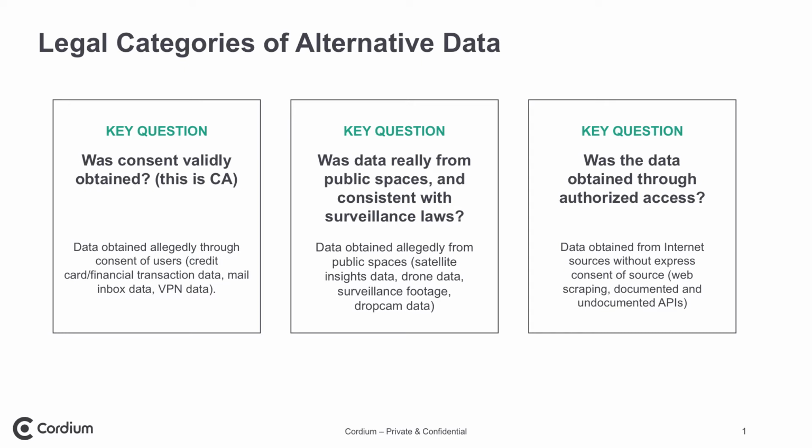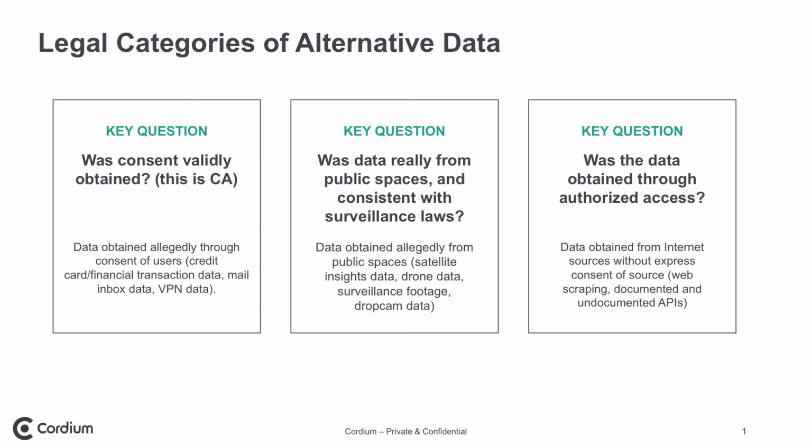The second type of data is the data that is obtained allegedly through the consent of users. That is credit card financial transaction data, mail inbox data, VPN data. And for this type of data, the question is, was the consent validly obtained? I'll give you an example. Geolocation data, or I'll give you a more specific example of mail inbox data.